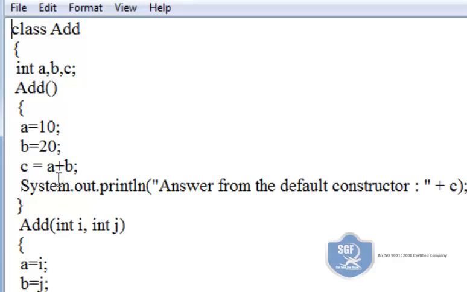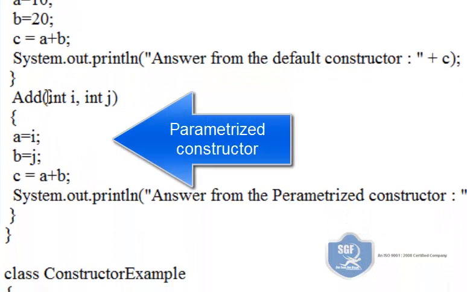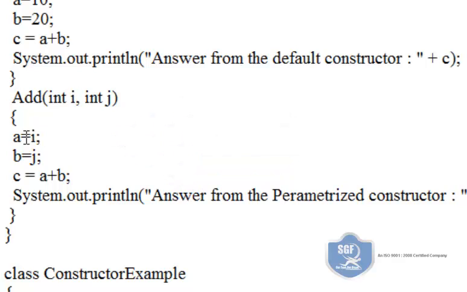And in the same way, there is another constructor which takes parameters. Here integer value i is assigned to variable a, integer value j is assigned to variable b, and c takes the result of the addition of a and b.